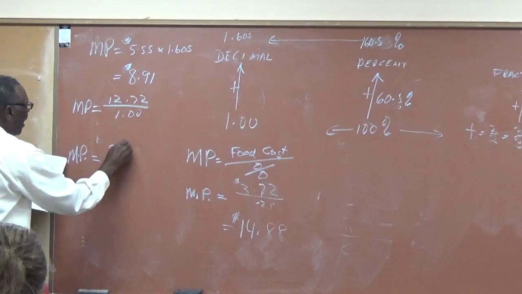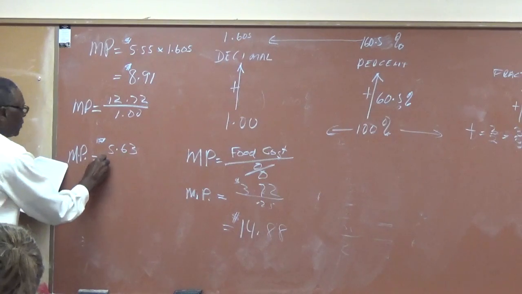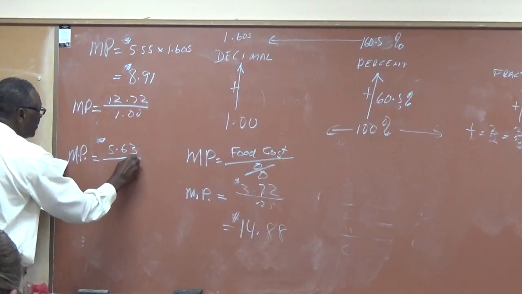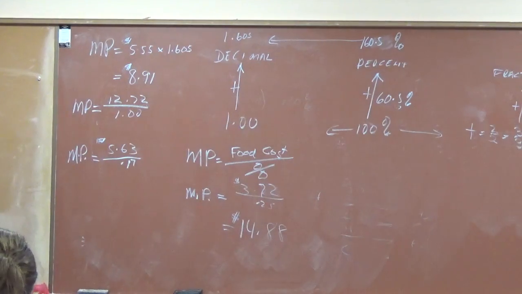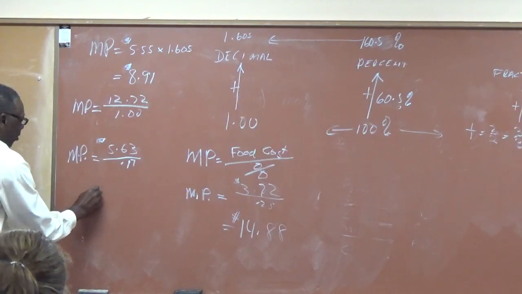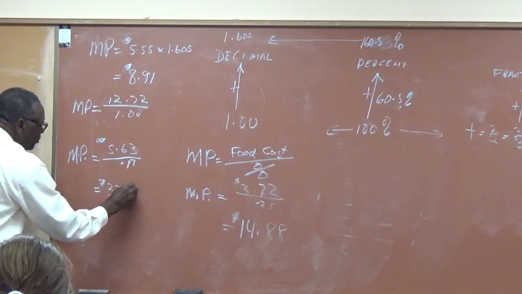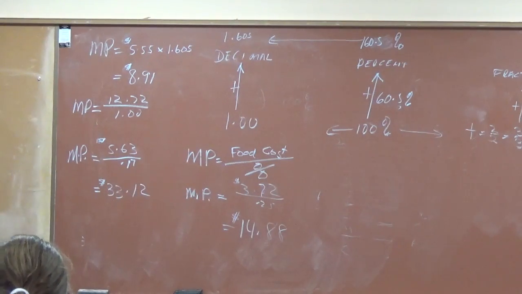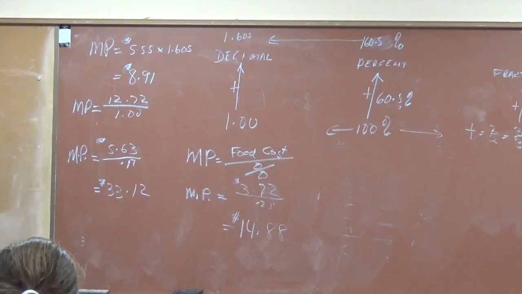Food cost is $5.63. That's how much it costs you to buy the food. But you want that to be only 17% of what the customer pays. Okay? So $5.63 divided by decimal 17, how much do we get? $33.12. Look at that. You pay $5.63, but the customer pays $33.12. You know you're making some money there, right?